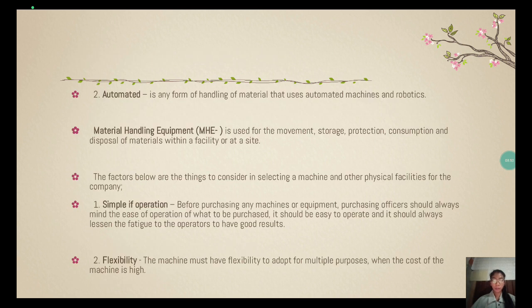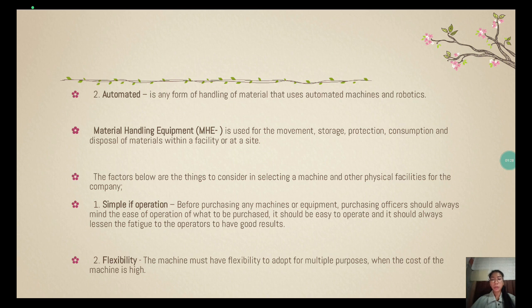Automated. Automated material handling systems use computerized devices and robots instead of human labor to move, lift, pull, push, store, and retrieve products. Some examples include heavy equipment box lifts, conveyors, pallet lifting devices, and industrial lifting devices. Material handling equipment is mechanical equipment used for the movement, storage, control, and protection of materials.